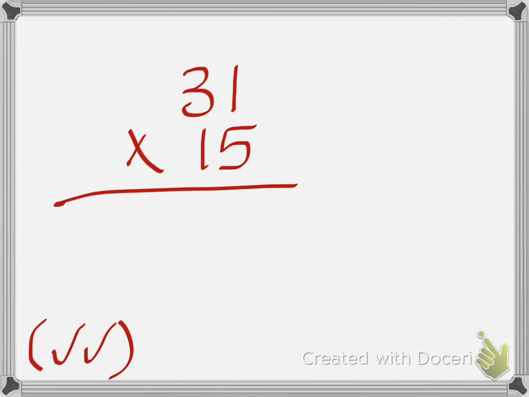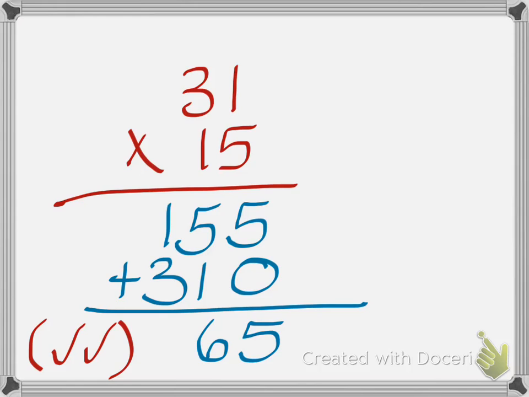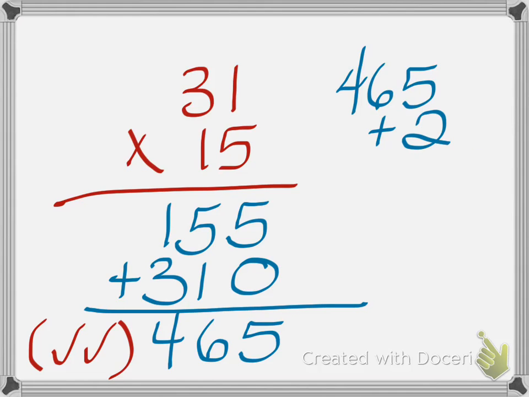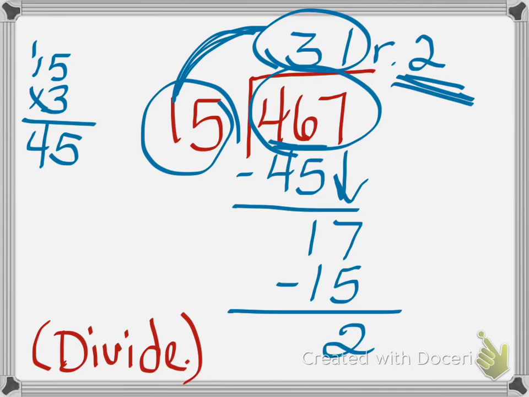Let's check. 31 times 15. 5 times 1 is 5. 5 times 3 is 15. Put a 0 for the placeholder. 1 times 1 is 1. 1 times 3 is 3. Add those together. 5 plus 0 is 5. 5 plus 1 is 6. 1 plus 3 is 4. 465, but don't forget we had our 2 remainders. So we get 467. That's our number that we have right here, our biggest number, which is our dividend, and it happens to be the same number. Good job. Let's try another one.